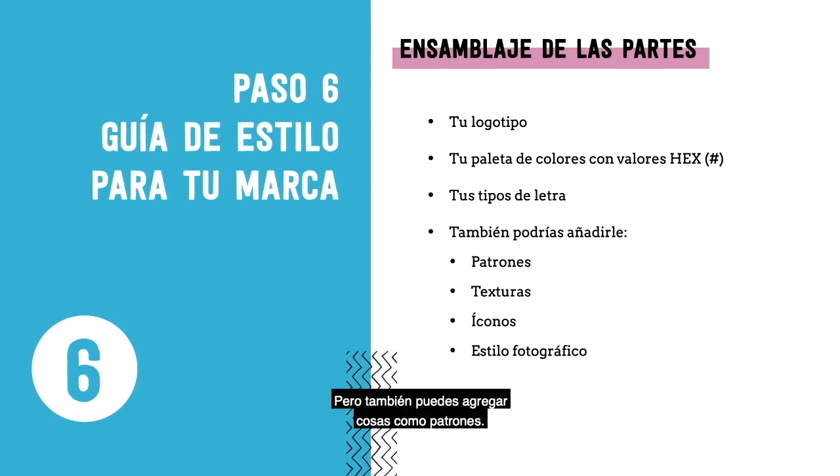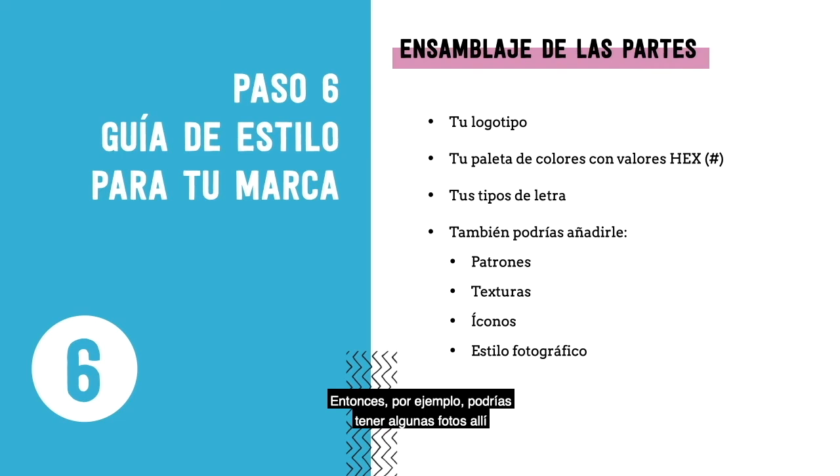But you can also add things like patterns. So for example, if you know that you are going to use a lot of stripes in your design, and this is an important part of your brand, you want to put that in there. If there are certain icons that you like to use in backgrounds, for example, as a patterns, you can put that in there as well. And some brands also write in their brand style guide the tone of voice that they want to use in their copy, as well as their photographic style.